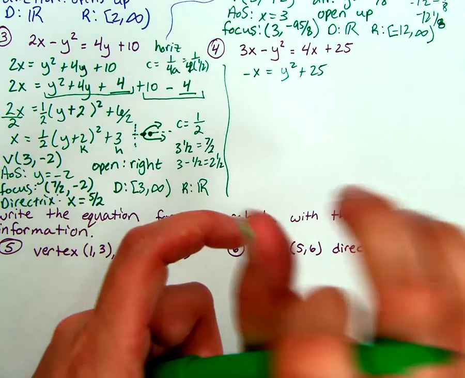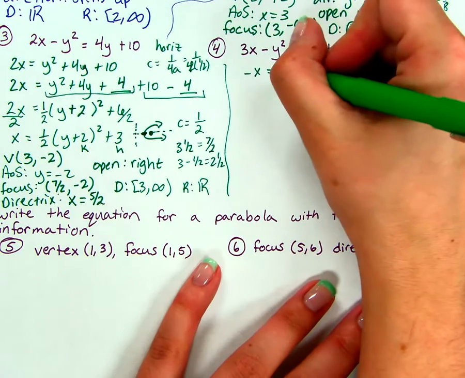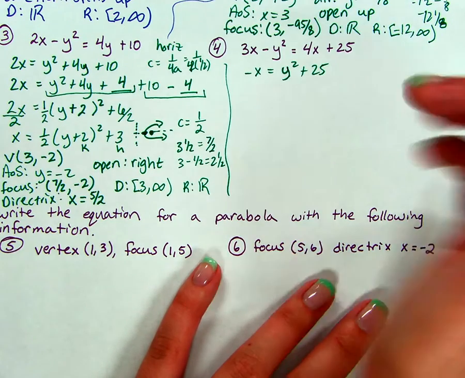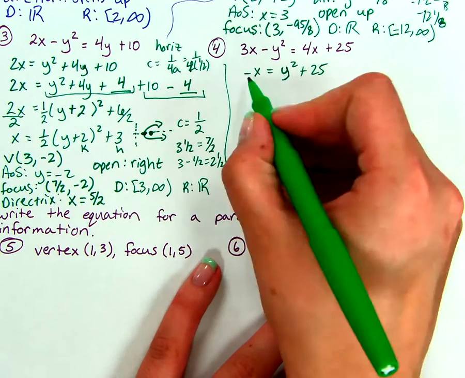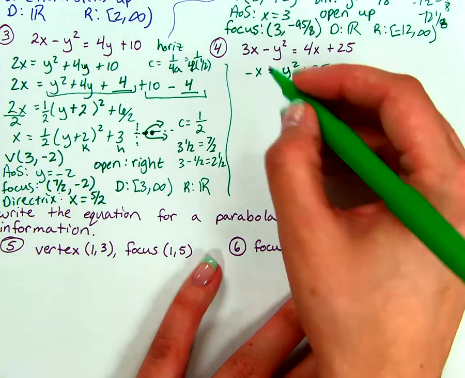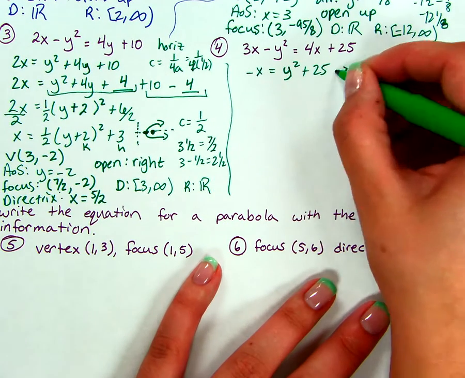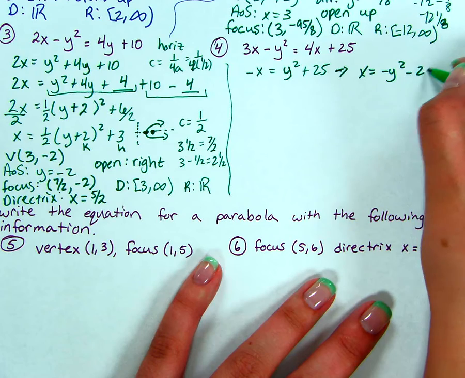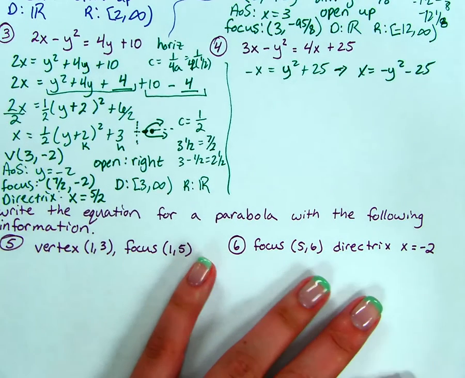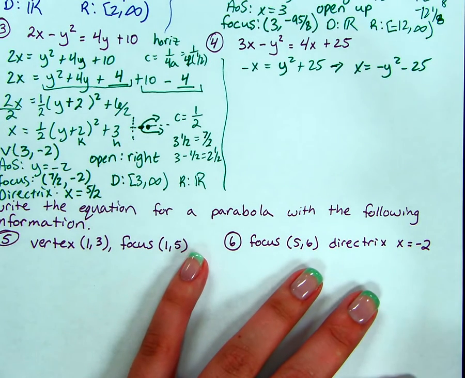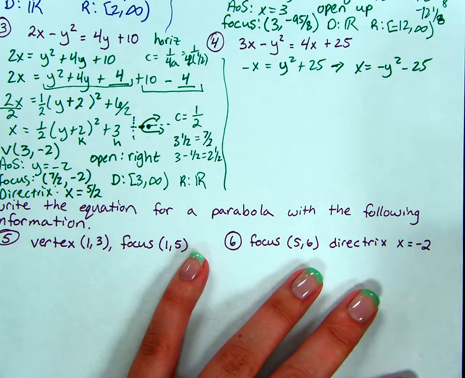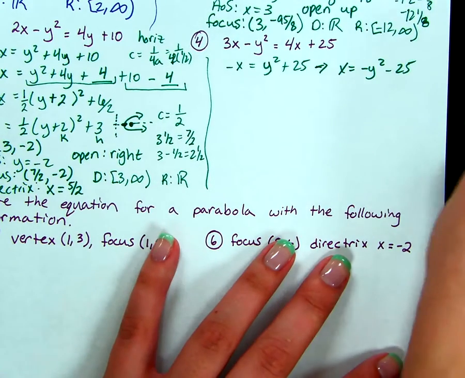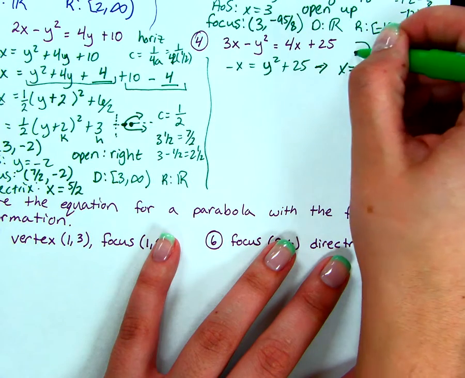And then since we don't have another y term on this one, this is already going to be in vertex form once we get the x by itself. So the next thing that we're going to do is just divide everything by negative 1. So our equation is going to be x equals negative y squared minus 25. Again, that's already in vertex form, and it's going to be horizontal. And since we have a negative in front of the y squared, that means that there was a reflection. So this time our graph is going to open to the left.